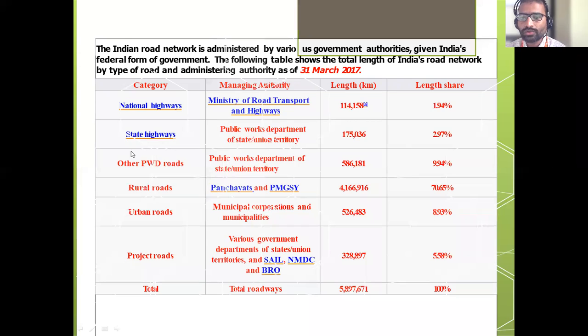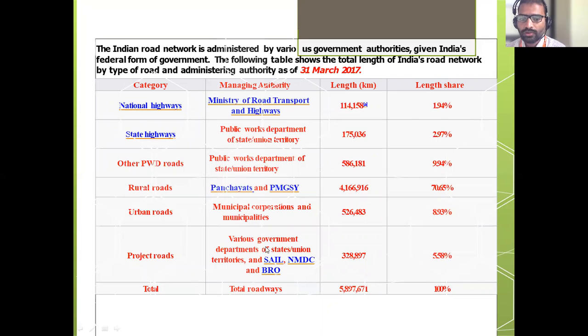These rural roads are also called what? Village roads. Village roads are the most numerous all over India. Coming to the urban roads, who is the managing authority? Municipal corporations and municipalities. The percentage is 8.93%.